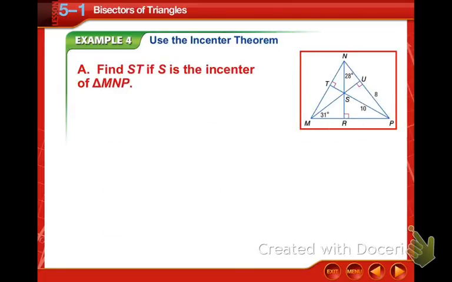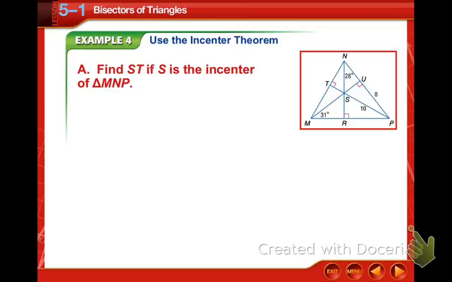Alright, so here's our example. This one here, we are given some sides of the triangle and we're given one of the angle bisectors. We also are given a couple angles, which are great, but we don't really have any means at this point in time to go from angle to side of a right triangle. So the angles are great, but they don't really help us.